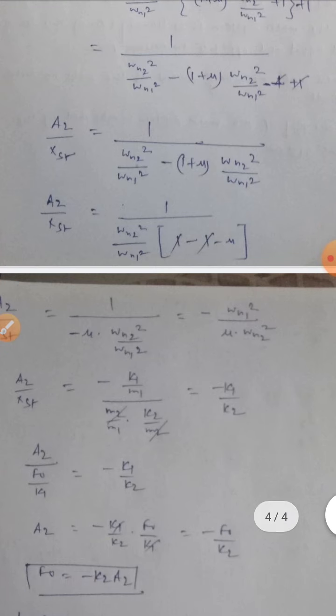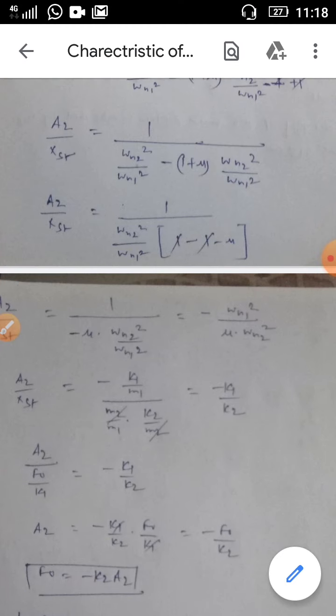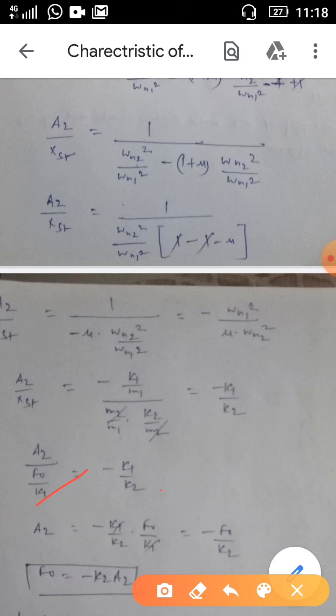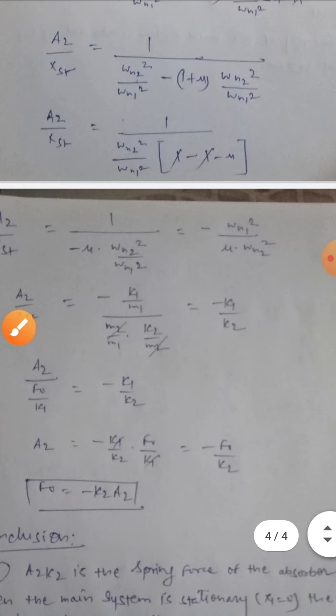And also put the value of x static. x static is equal to f naught upon k1. So we will get a2 upon (f naught by k1) equal to minus k1 upon k2, or a2 is equal to minus (k1 upon k2) into f naught upon k1. K1 cancels out, so it will give minus f naught upon k2, that is, f naught is equal to minus k2 a2.